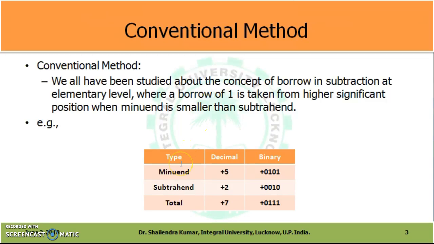There is the table for type, decimal and binary. The type is minuend plus 5, subtrahend plus 2, and finally 2 times plus 7 in decimal form. In binary, the subtraction is 0101 minus 0010, and the binary result will be 011.